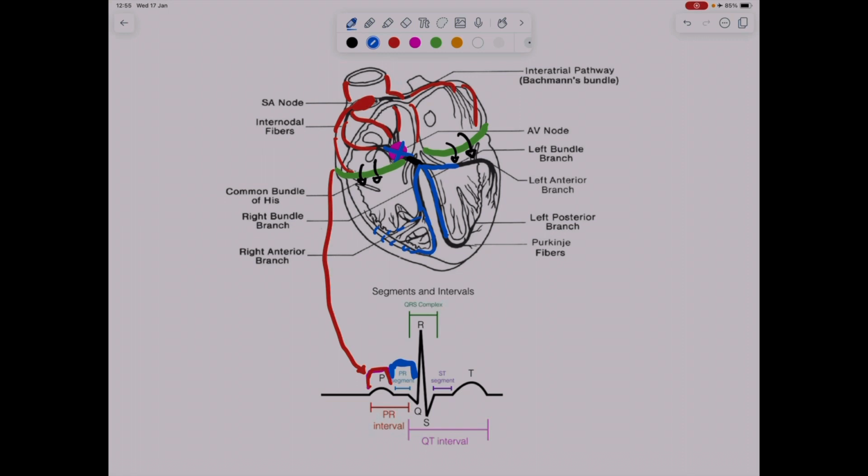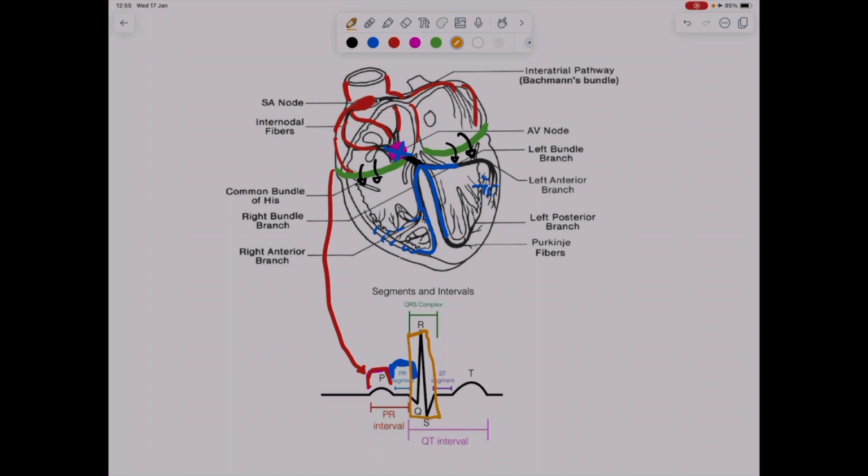The anterior hemibundle supplies the anterior and superior subendocardial Purkinje fibers, which are these over here, and the posterior hemibundle supplies the inferior and posterior subendocardial Purkinje fibers. The sum total of all of this is to produce what we call our specialized conduction tissue in the heart, which is essentially a highway of electrical conduction, which allows myocytes to depolarize at the same time producing narrow QRS complexes, right?